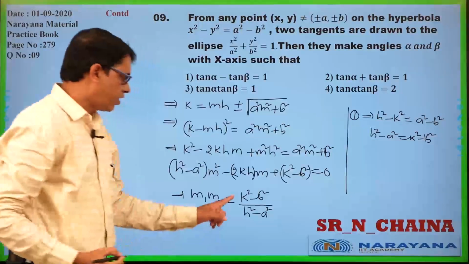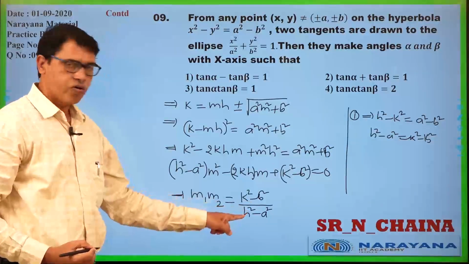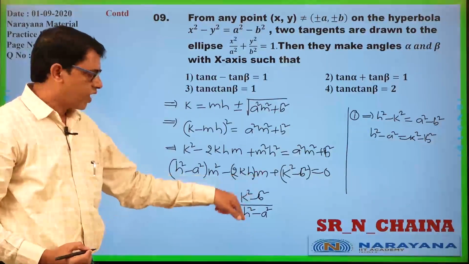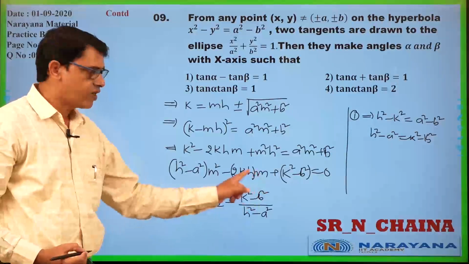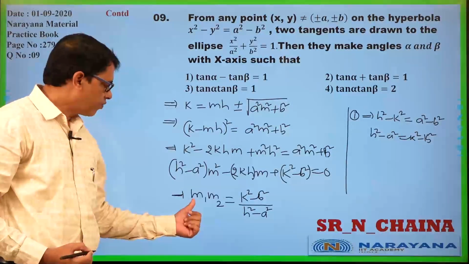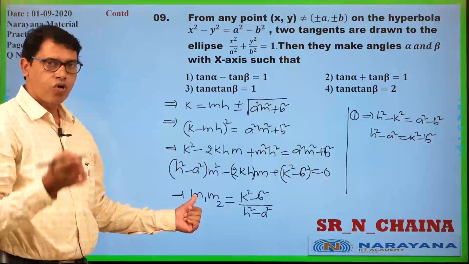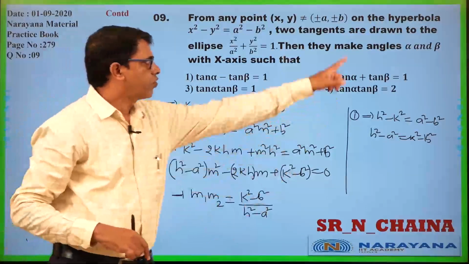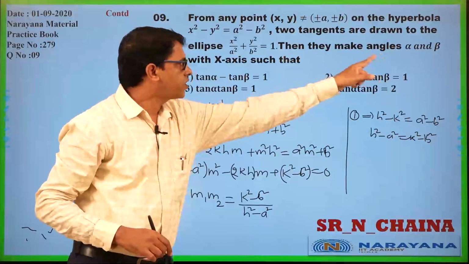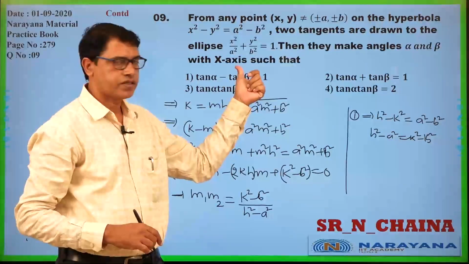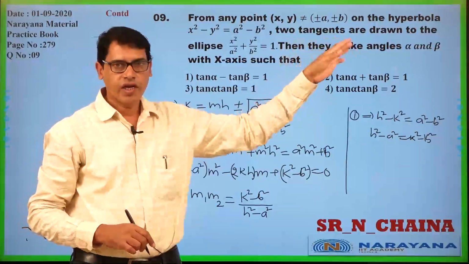Means these two are equal. k square minus b square equals h square minus a square. They cancel out, so this becomes 1. Now m1. What is m1? Slope of tangent. Because they make angles alpha and beta with the x axis, alpha and beta are the inclinations.